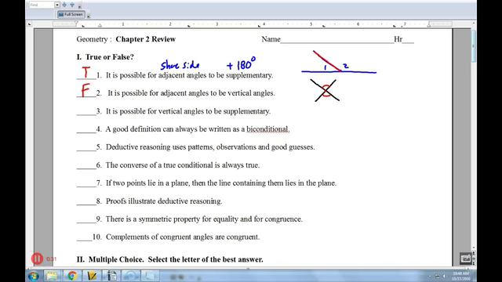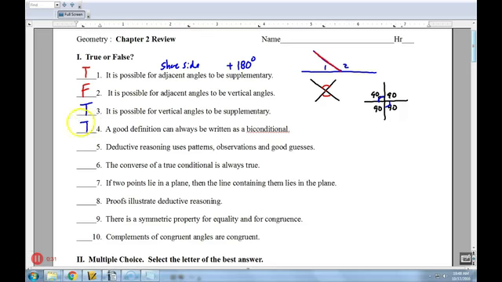Number 3, is it possible for vertical angles to be supplementary? It is possible. The only way that can happen is if the two lines are exactly at 90 degrees to each other, because then you'd have 90, 90, 90, and 90, and then we would have a pair of vertical angles, or angles that are across from each other, that do add up to 180 degrees. So yes, this is possible. Rare, but possible.